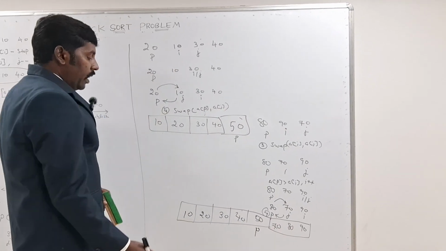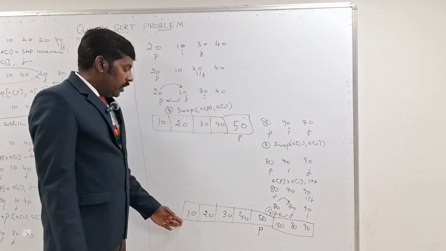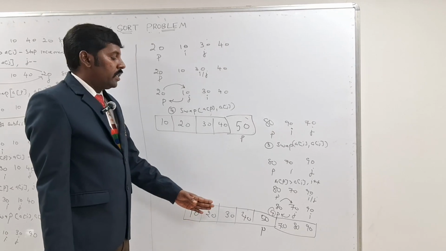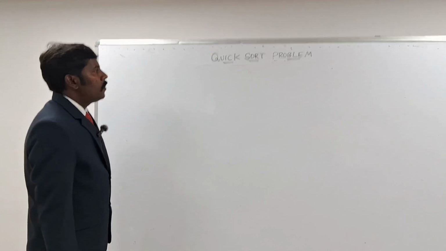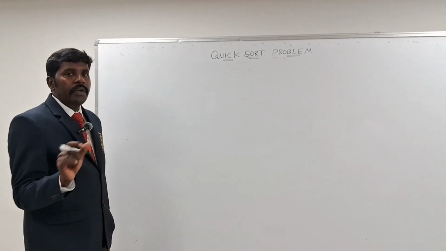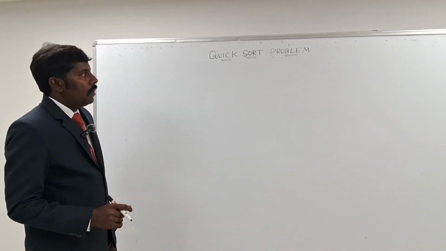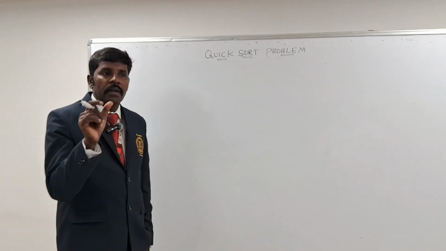So you took the unsorted array, and finally we sorted the values in ascending order using quick sort in the divide and conquer method. So first, form the recurrence equation for the quick sort. Now here you solve the quick sort problem by the divide and conquer method.